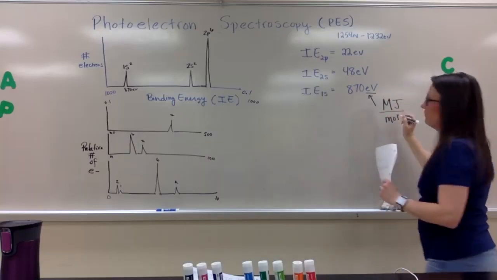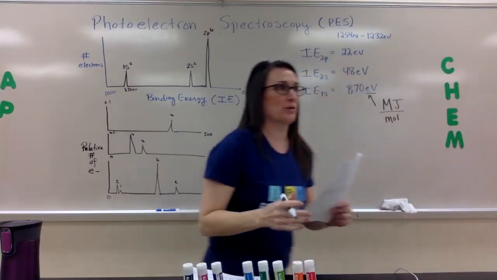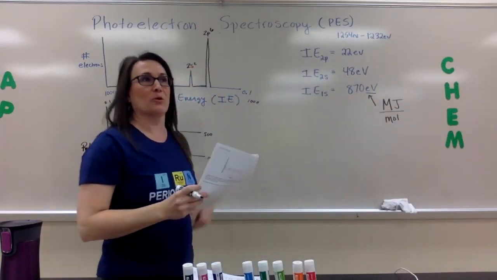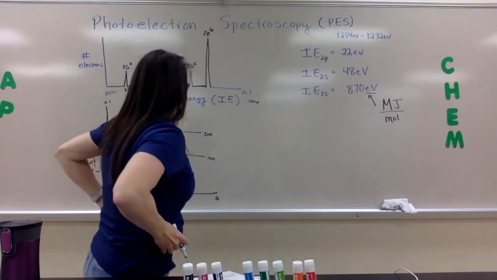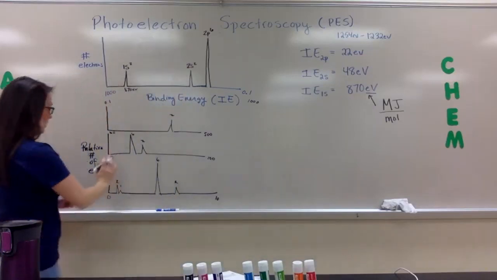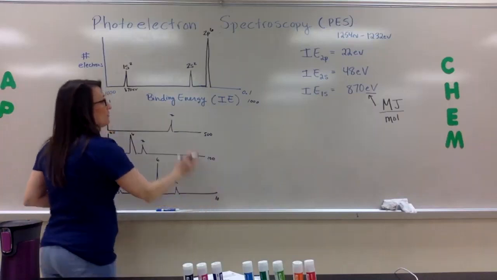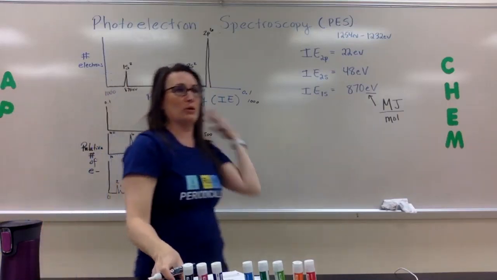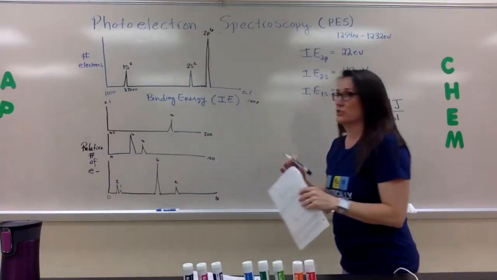So just be ready for any of these changes, okay? They might not use electron volts. They might use megajoules per mole, which I think is more chemistry related. And then it could start with 0 on the left and get larger on the right, or they could have an opposite. Okay, so let's just quick shout out what we know scandium's electron configuration to be.